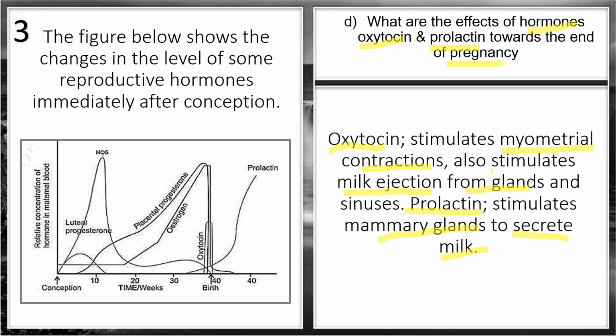So you can see that oxytocin always rises when there is birth taking place. So it stimulates the myometrial contractions and also ejection of the milk during the birth period from the mammary gland. Then you can see that the level of prolactin is also rising, and this one stimulates the mammary glands to secrete the milk.